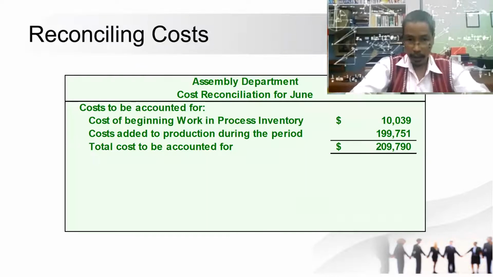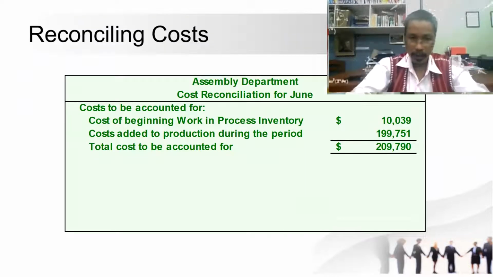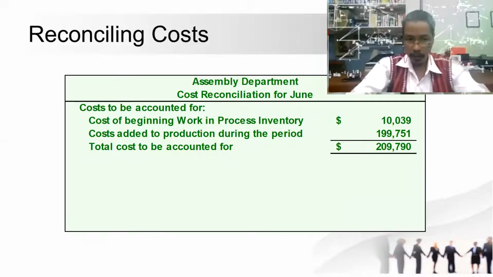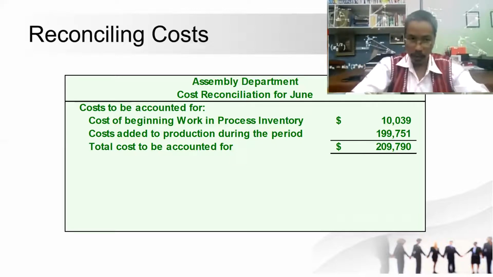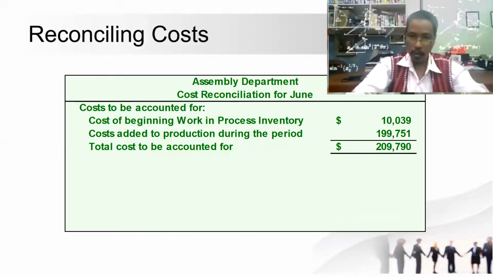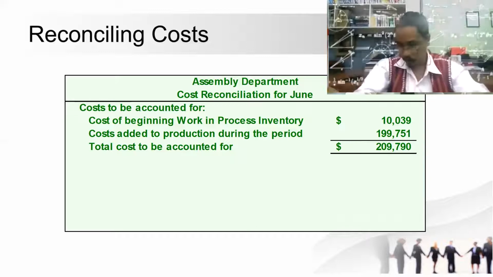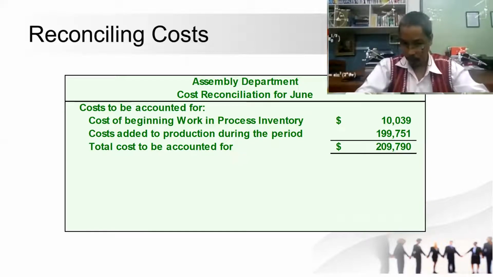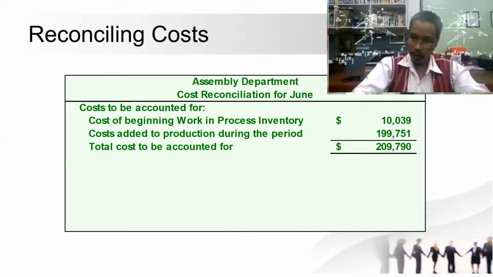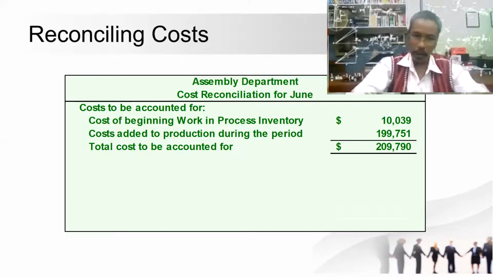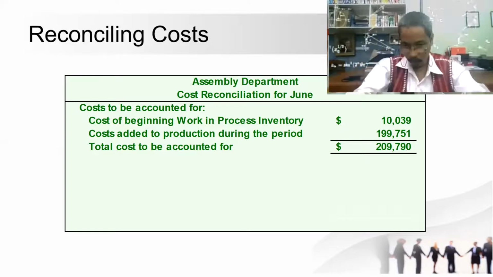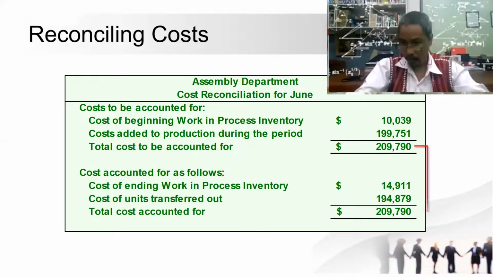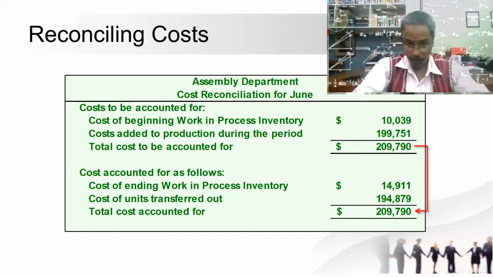So how to check? First, we have this data: cost to be accounted for, cost of beginning work in process, cost added to production during the period, and therefore we have the total cost to be accounted for. In this regard, we have the following given, and if you total, the total is 209,790. Okay? That amount has to be reconciled with the following.